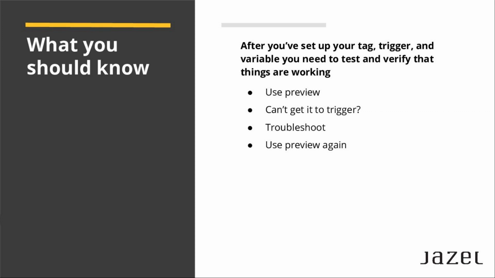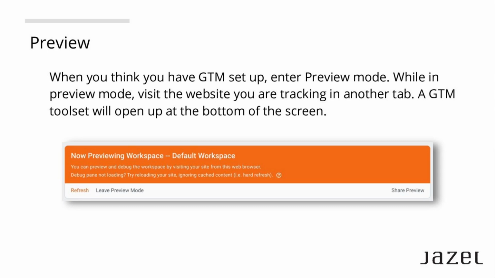And then one of the most common things when people are setting up event tracking is you can't get it to trigger on the thing you want, or it's triggering on more things than you want. So how do you troubleshoot that? Well, you're going to use preview again. It's got lots of information in there to help.